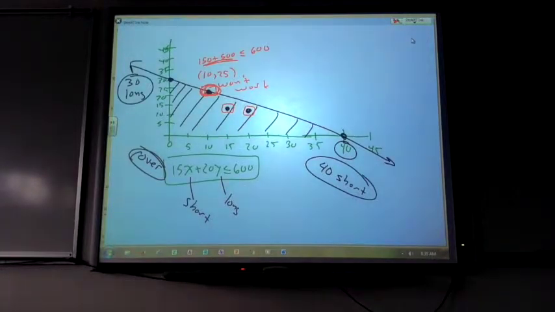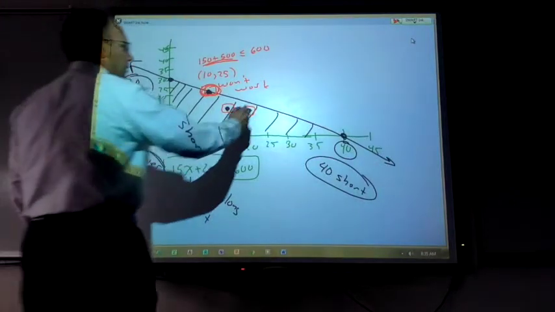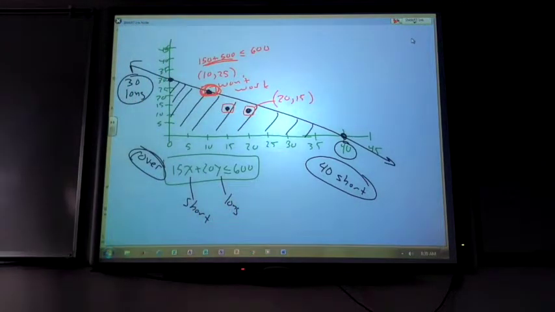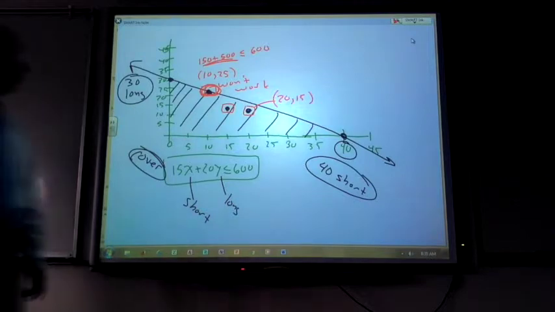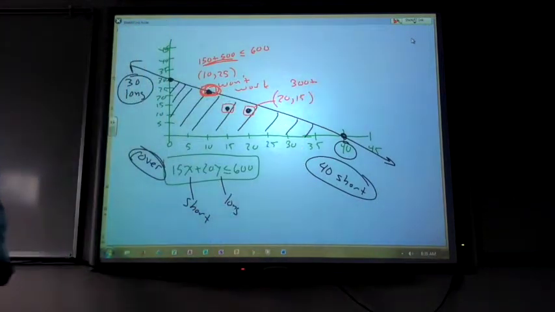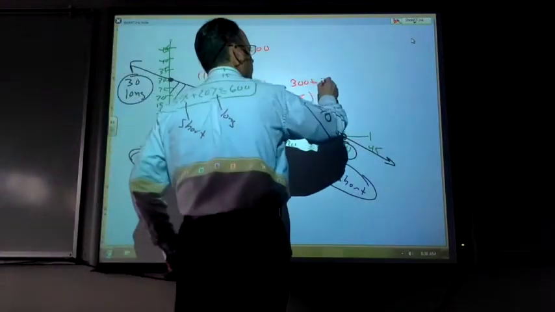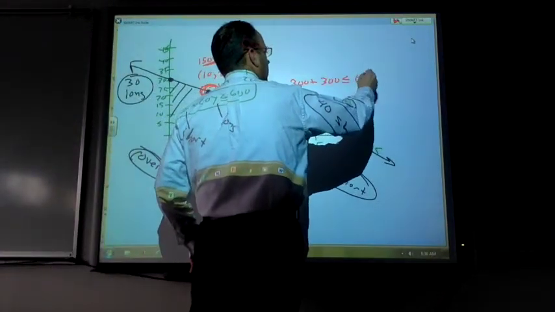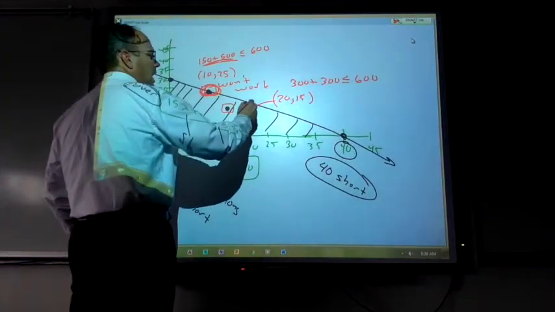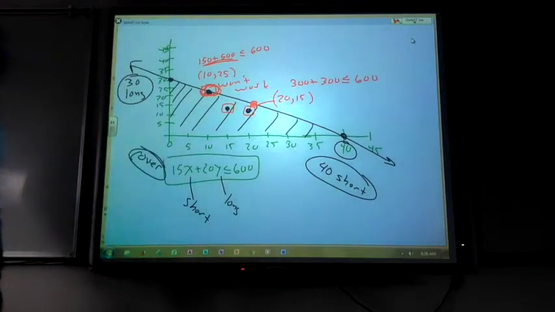So how would I double check the other points to see if they are also working? 20, 15. That's an X and Y component. So 15 times 20 is, I believe, 300. And then 20 times 15 is 300 as well. Is that a true statement? Yeah. This actually falls right on the line. So if I had drawn it correctly, it would have fallen right on the line.